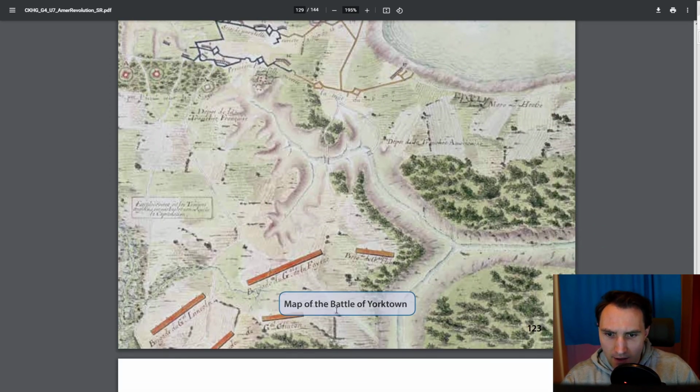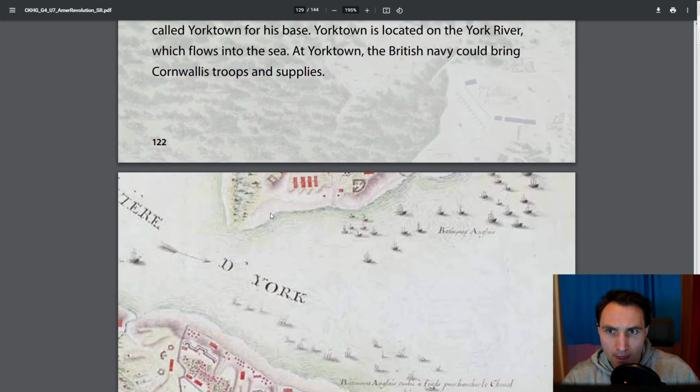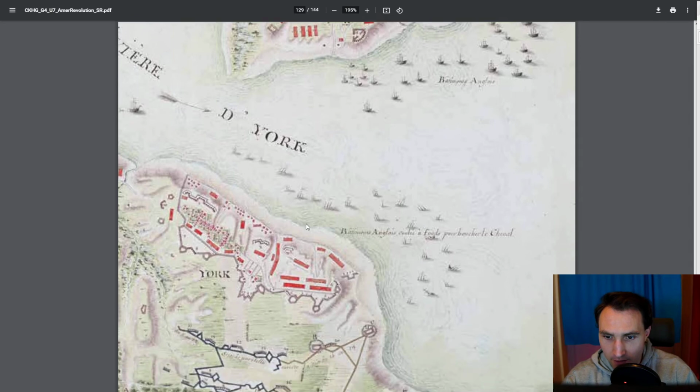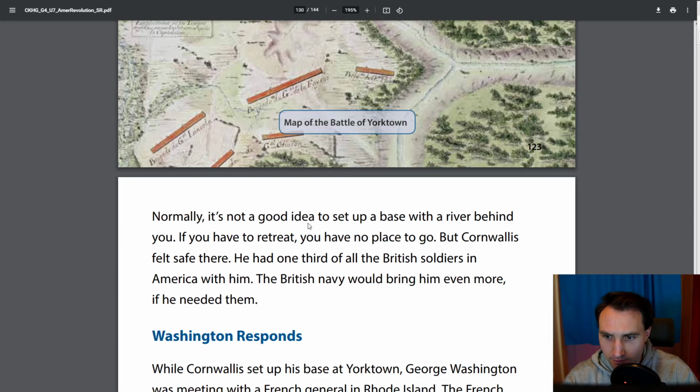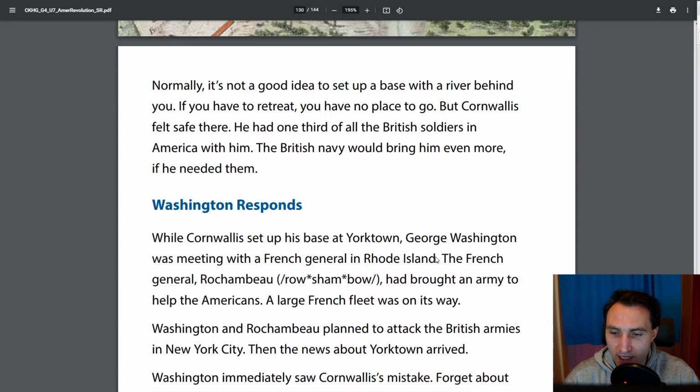So this is the map of the Battle of Yorktown. You get your naval fleet out here to bring in supplies and troops effectively and efficiently, coming in to this river. Normally it's not a good idea to set up a base with the river behind you. If you have to retreat, you have no place to go, but Cornwallis felt safe there. He had one third of all the British soldiers in America with him. The British Navy would bring him even more if he needed them.